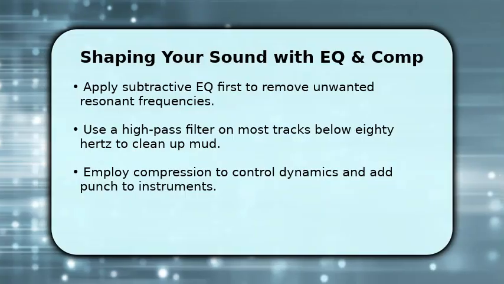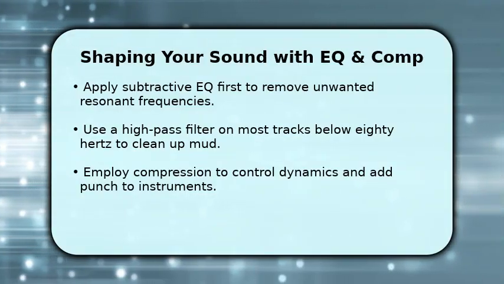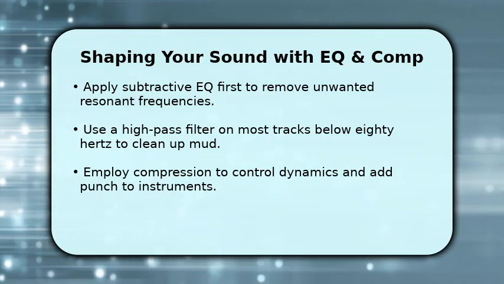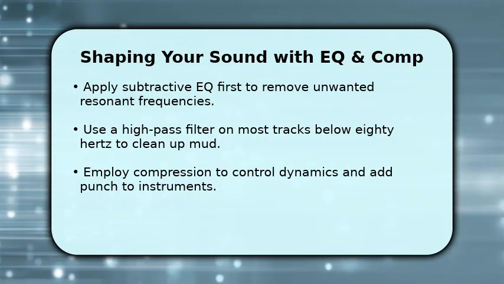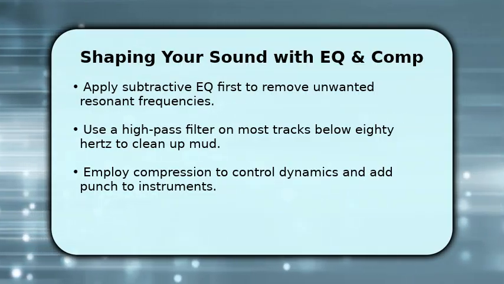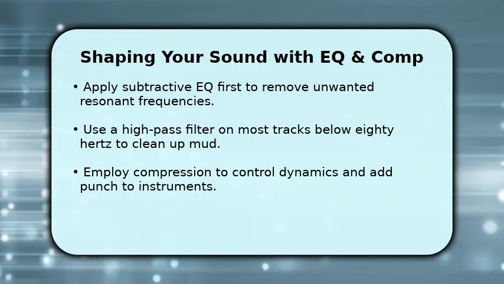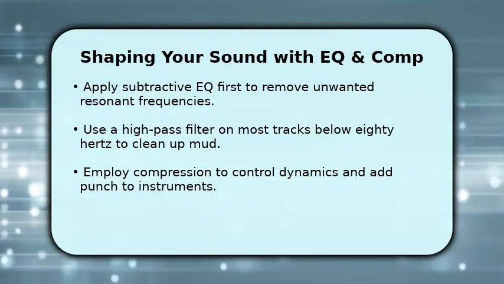Now, let's shape your sound using equalization and compression. Begin with subtractive EQ, identifying and cutting problematic frequencies to create space. A high-pass filter is essential on many tracks, typically removing frequencies below 80 Hz to clean up the low end. Then, use compression to manage dynamics, making elements more consistent and impactful.